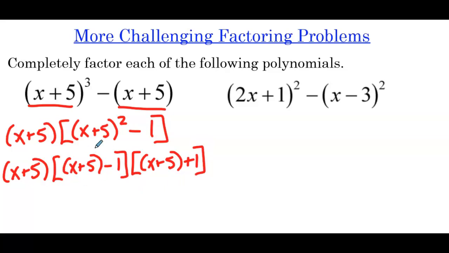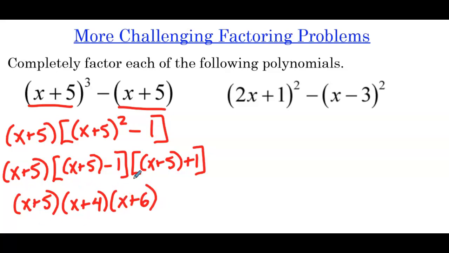Now we can go one step further to really clean up these factors. So we have x + 5, and then we would have x + 4 and x + 6 as our other two factors. Okay, so here we have the factors of our original expression, (x + 5)^3 minus the quantity (x + 5).